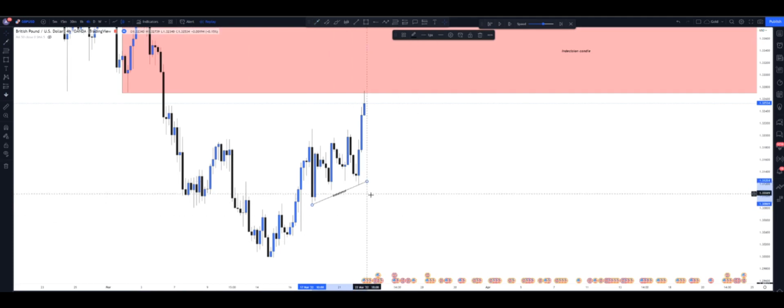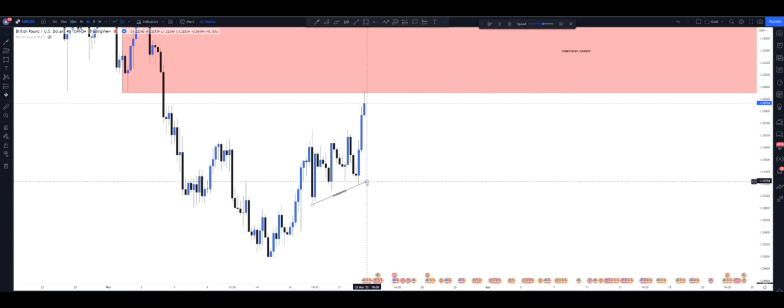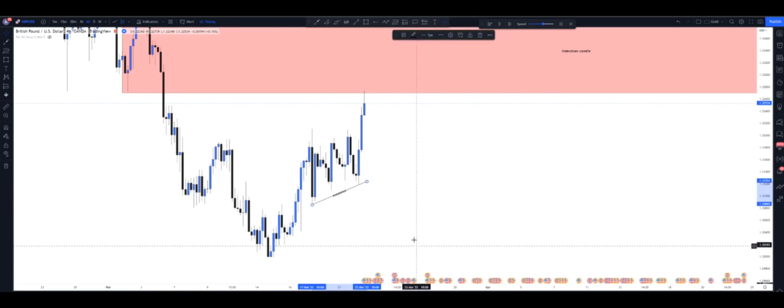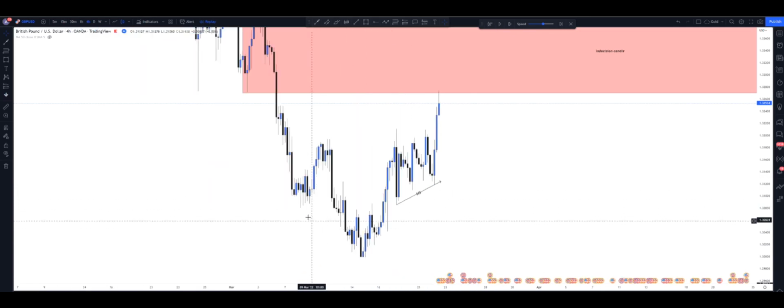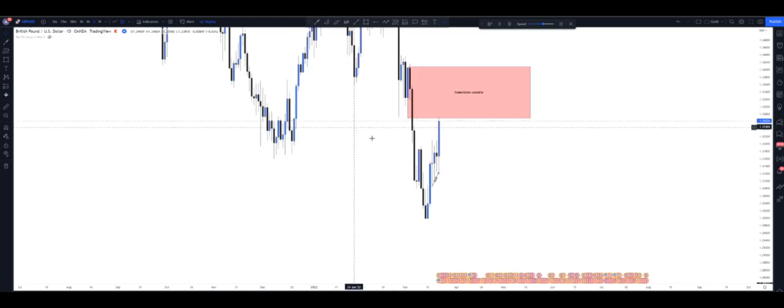Template liquidity. So the stop loss is right here, from the old daily move we got in.